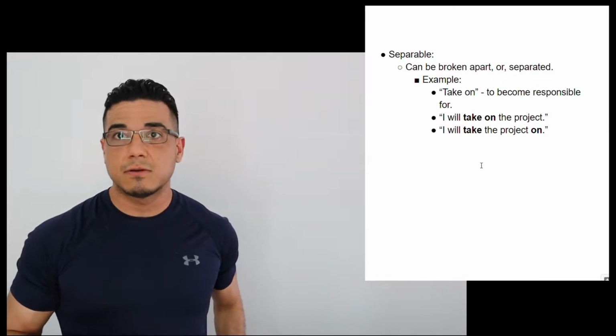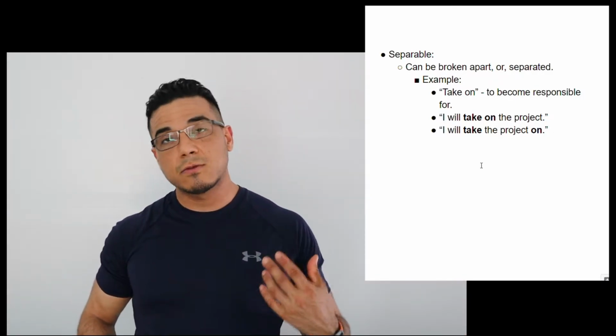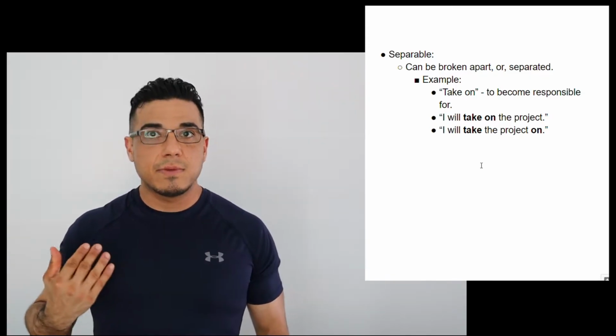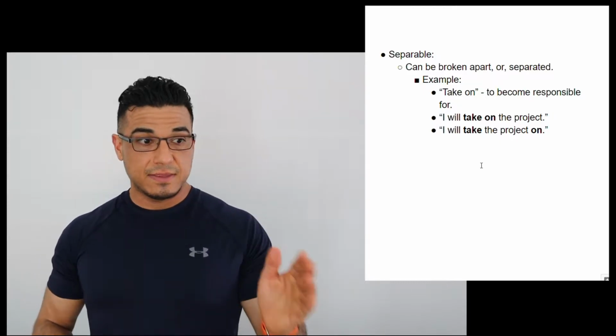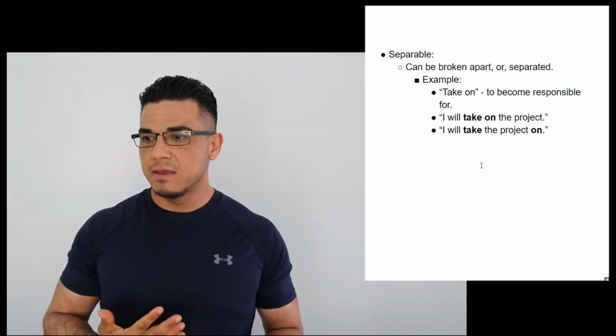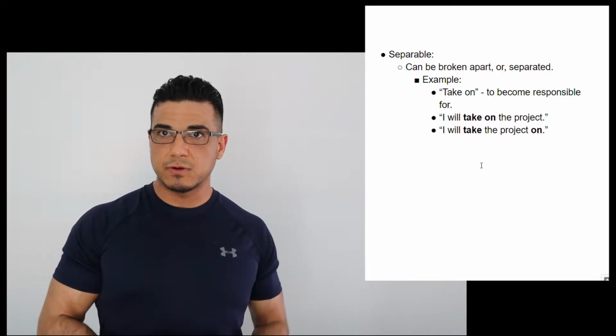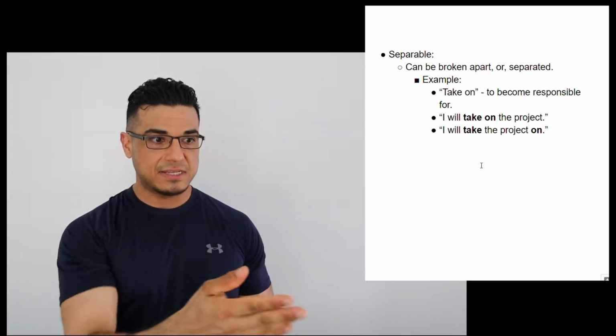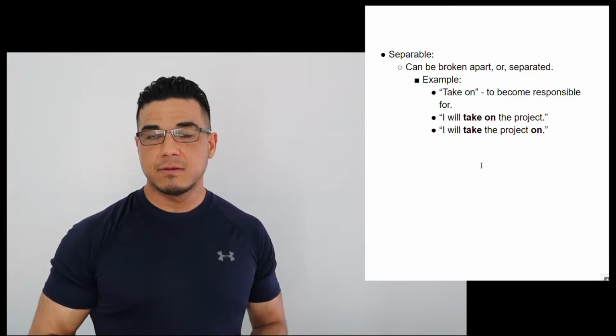Okay, phrasal verbs can also be separable. And like the word would suggest, separable sounds like separate. It means that it can be broken apart, right? The example I give here is "to take on," which is a phrasal verb meaning to accept responsibility for, willingly, usually. So, for example, I said, "I will take on the project."